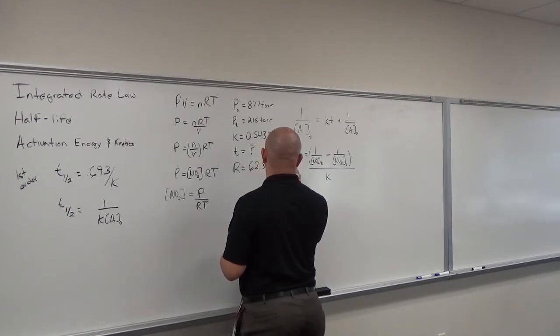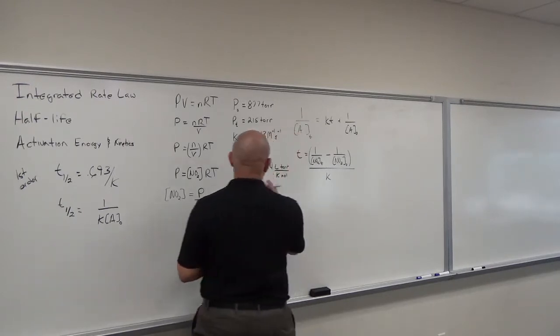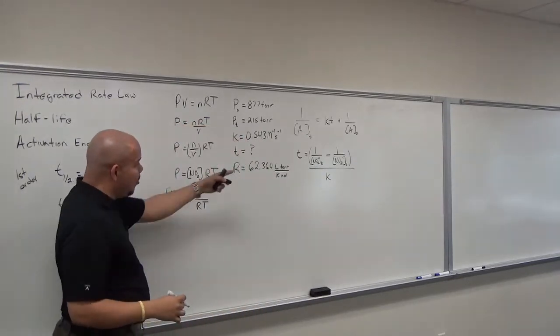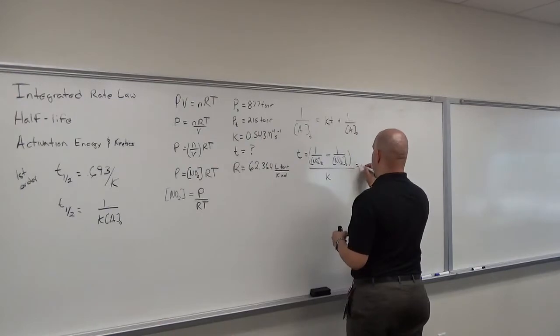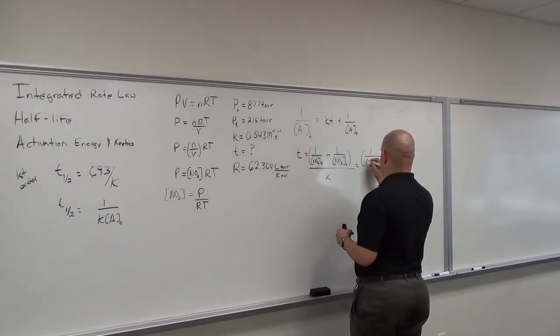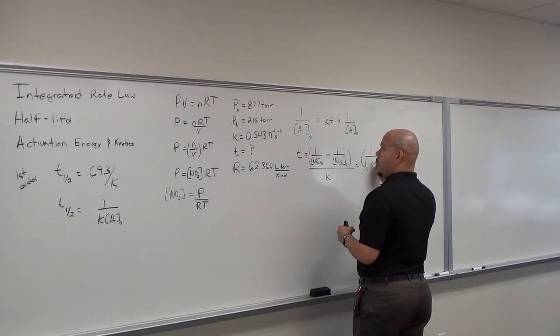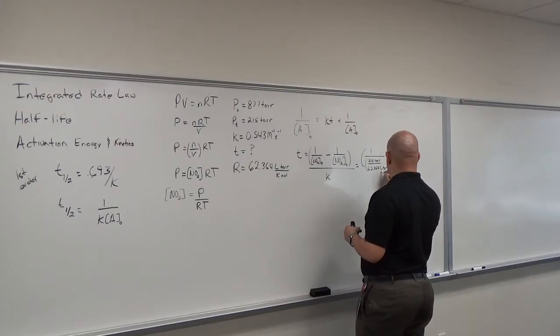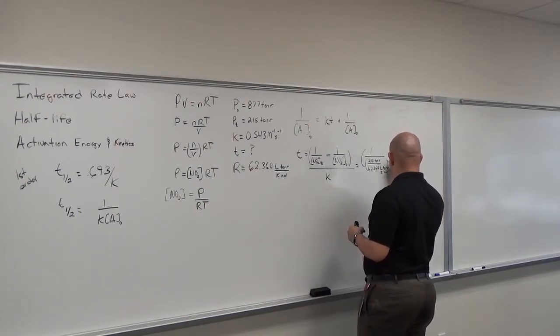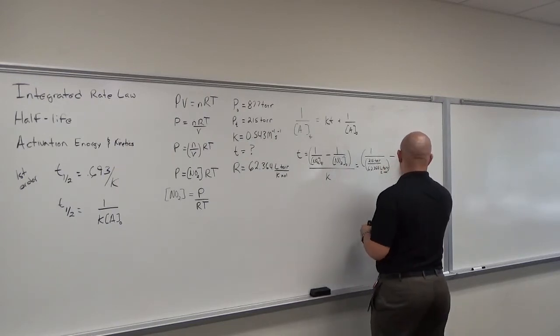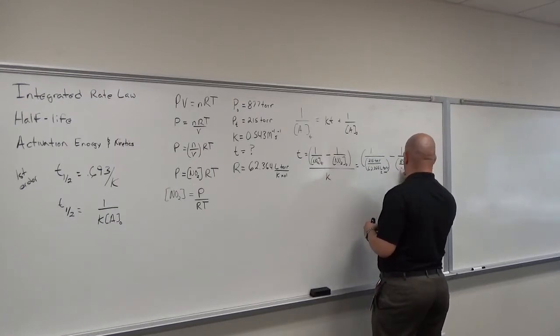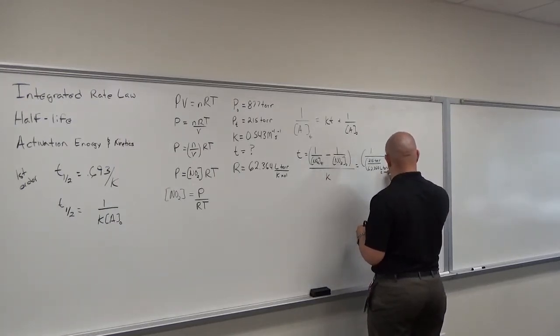Liter torr over Kelvin mole. All right, so now if we were to insert all our values, we end up with 1 over 215 torr all over 62.364 liter torr Kelvin mole, minus 1 over 877 torr all over, excuse me, I'm missing temperature here.